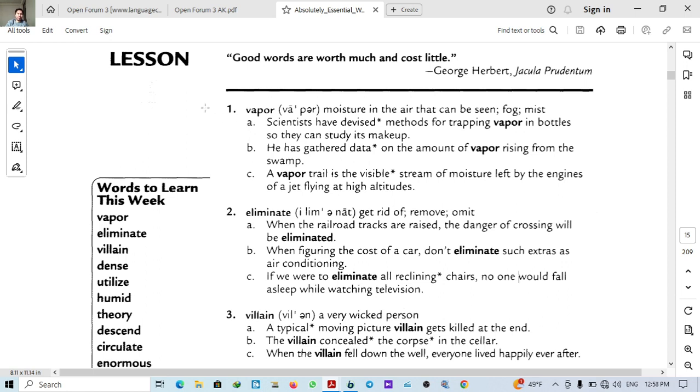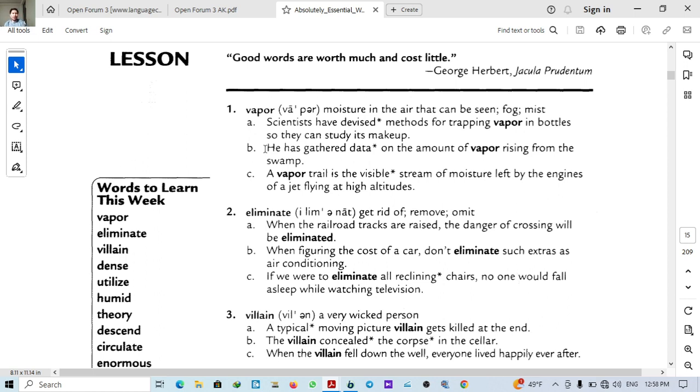As usual, we're going through the 12 words that we are studying here. We start with number one, vapor. This is pronounced vapor. Vapor means moisture in the air that can be seen, fog or mist. We usually call it bukhar in Persian.